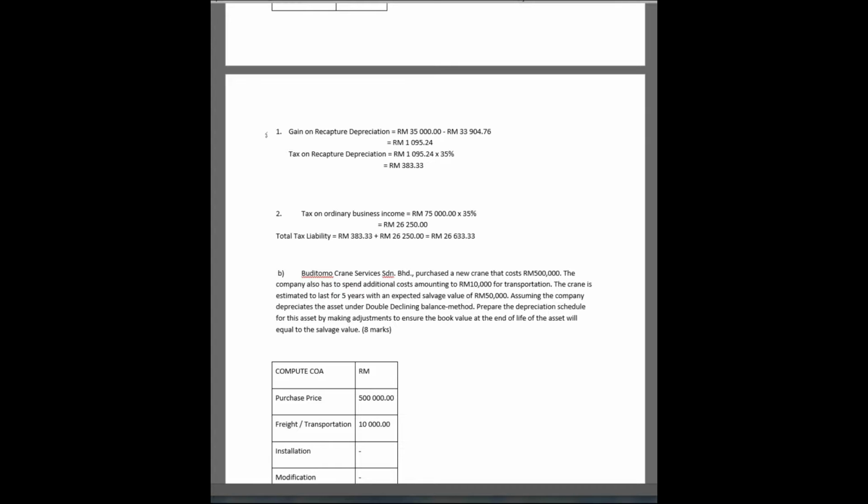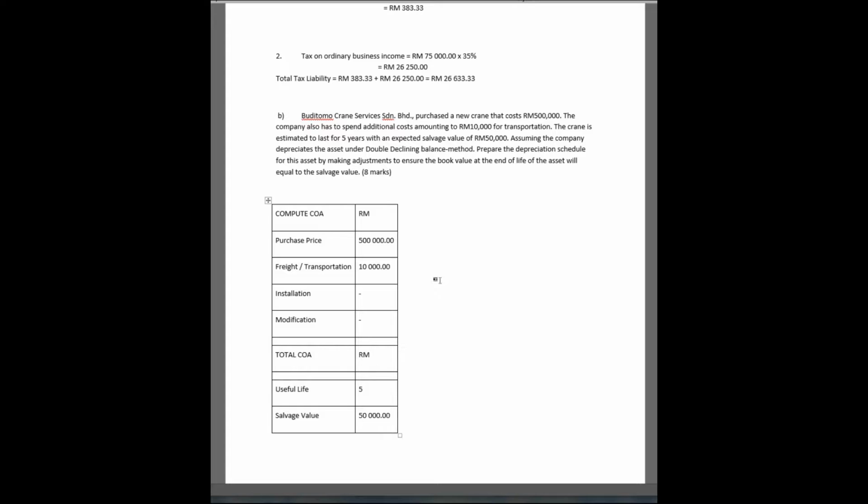For B, simplified: the purchase price is 500,000 ringgit, transportation 10,000 ringgit, installation none, modification none, and total COA is 510,000 ringgit. For useful life, 5 years, salvage value 50,000 ringgit.